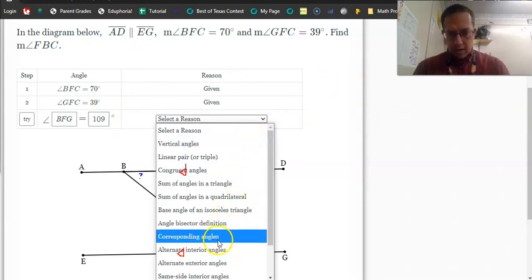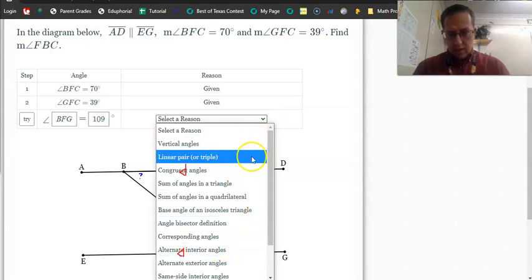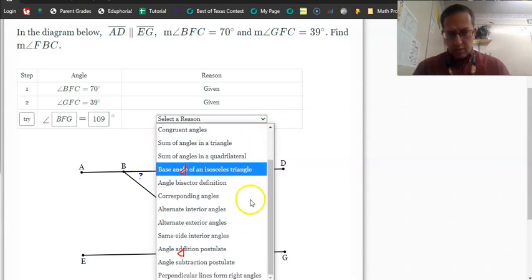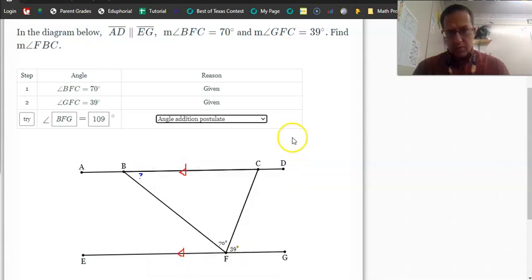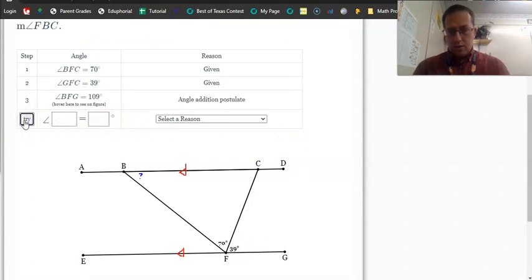Because I added the angles together. So let's see which one of these says that I can add angles. There we go. Angle addition postulate. Right there. When I hover over it, it shows me that right down there.